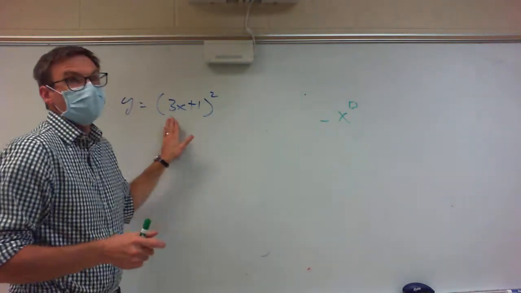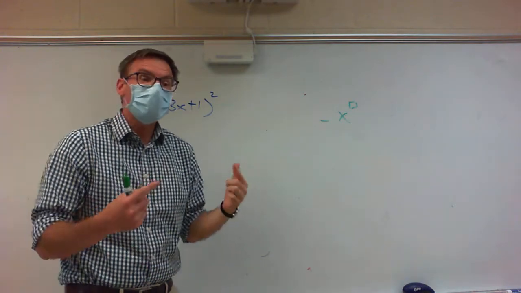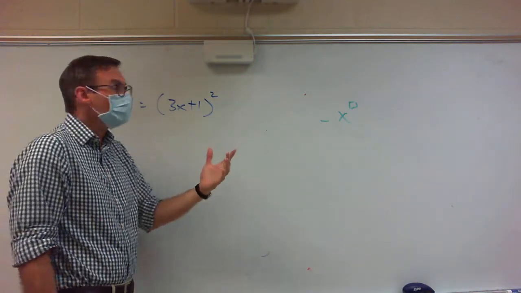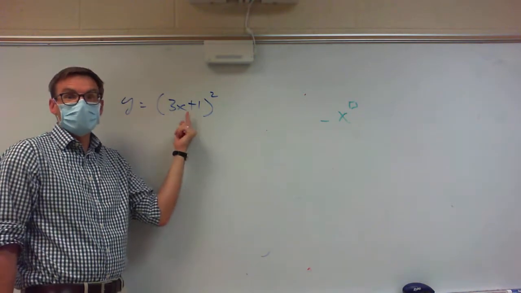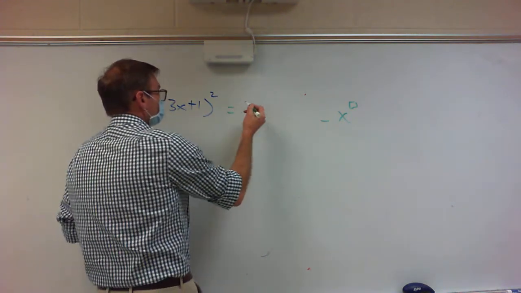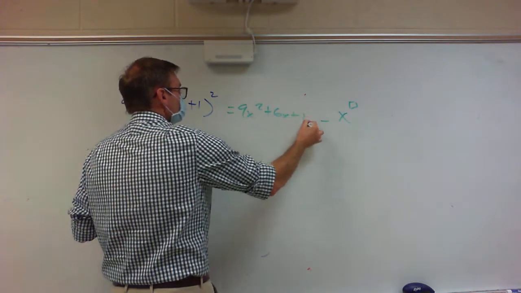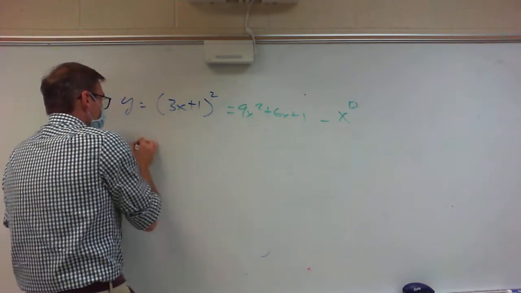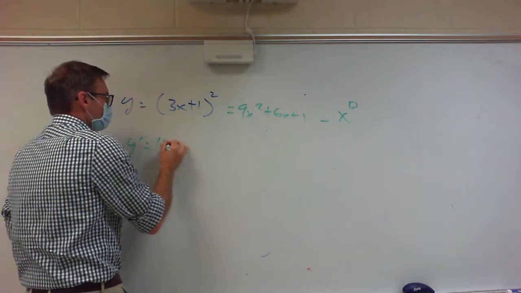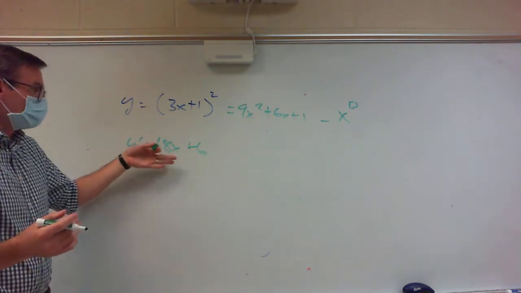This does not look like those things. And so if this doesn't look like what you know, you have to change it to make it look like something you know. Up until this point, you don't know how to take the derivative of it looking like this. So we've got to do a little bit of algebra. Not much, right? We square it, so that's going to give us 9x squared plus 6x plus 1. And now I can take the derivative. If I take the derivative, that's going to give me 18x plus 6, and now I'm done, right? And now this is the derivative.